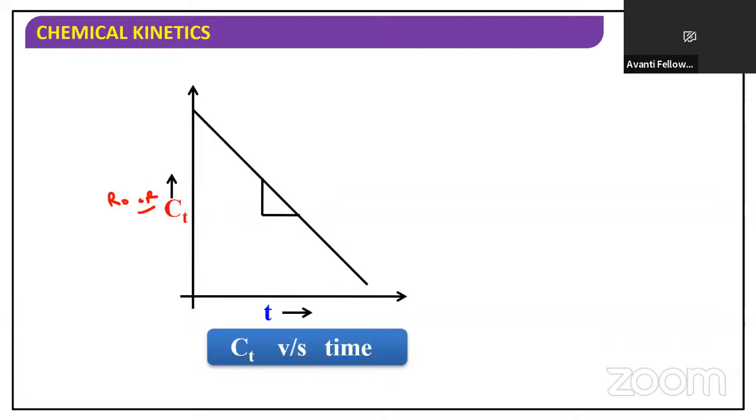What is the slope of this curve? That is minus k. So we can write the slope as equal to minus k, because this slope is in decreasing order. So we can say that slope is equal to minus k.